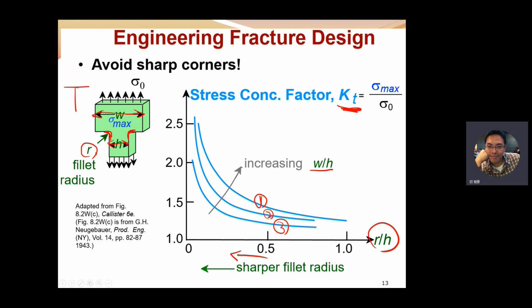Therefore, from the machine design point of view, we always want to avoid this kind of sharp tip or sharp corner, because stress is always concentrated at a sharp corner and causes failure initially. So the initial failure is always at the sharp corner.